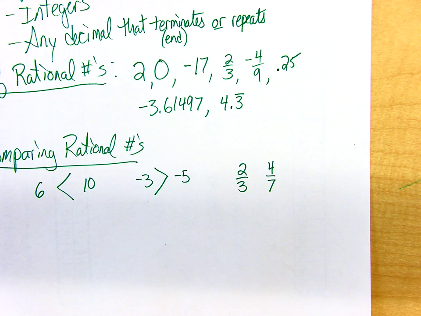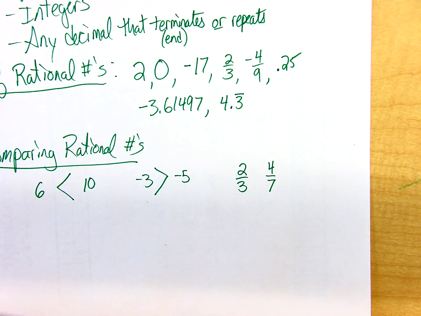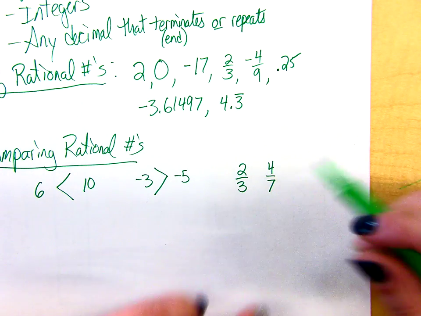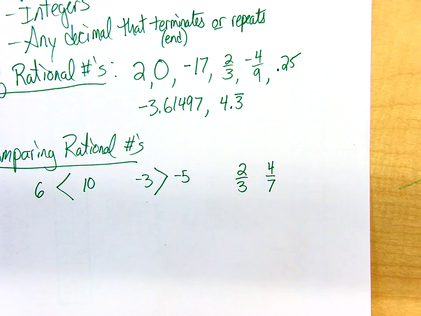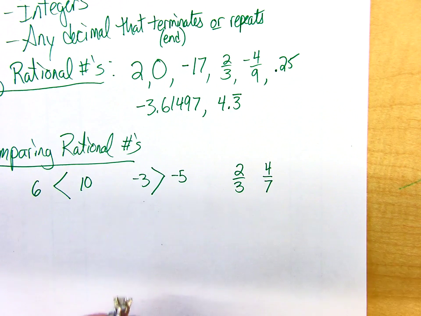Or, you ready for this fancy math? Yes, I'm ready. 2/3 and 4/7. You can turn them into decimals if you want, but there's an easier way. You can multiply the diagonals. So, watch how this works. I'm actually going to switch colors. I thought I picked red, but it's actually green. I swapped these two. I didn't mean to do that. Okay, I wanted the red one.